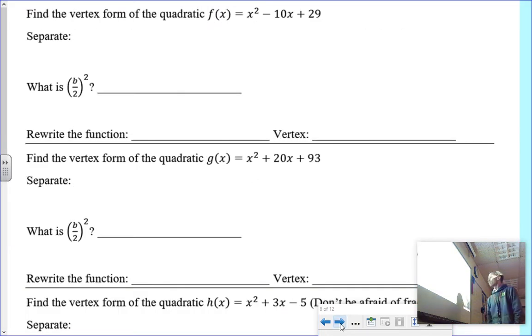So I'll go and do one more example, and I'll let you guys pause the video and do a couple of them on your own. So here's the next one. So we got x squared minus 10x plus 29. Same thing. Separate, leave some spaces.